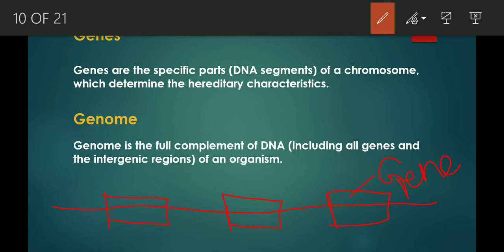Now, what is a genome? A genome is the full complement of the DNA. What is the meaning of full complement of the DNA? It means that it includes all the genes and the intergenic regions of an organism.